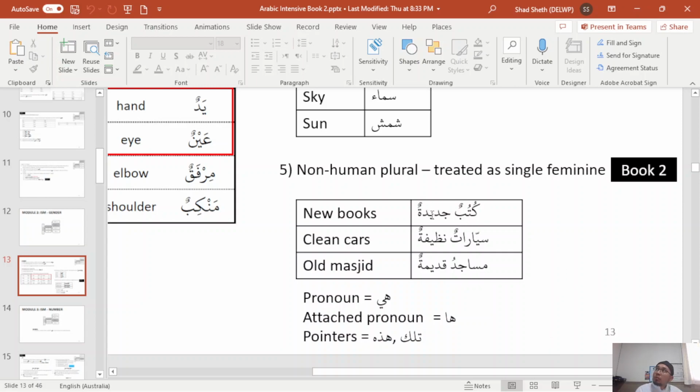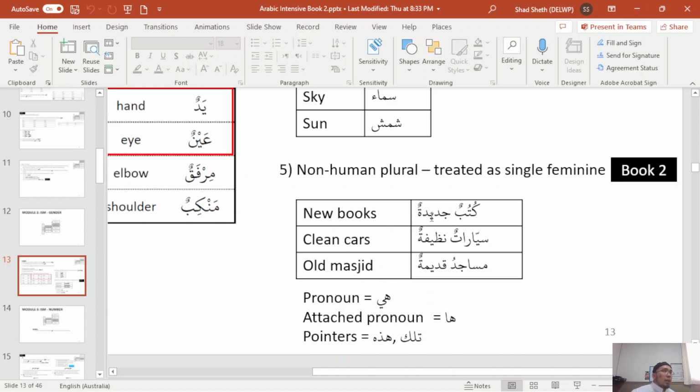So jadidatun is for singular feminine, isn't it? We know that jadidun is for the masculine singular, and we know judud is for the plural version, but we can't use the plural version here. We have to use the singular feminine version. Just to make things a bit more complicated, it's a rule for every non-aqil plural.